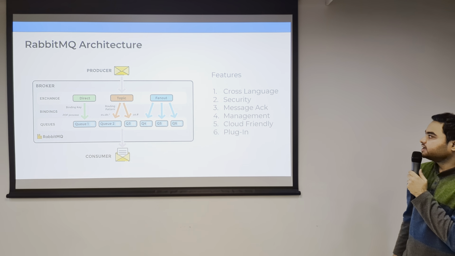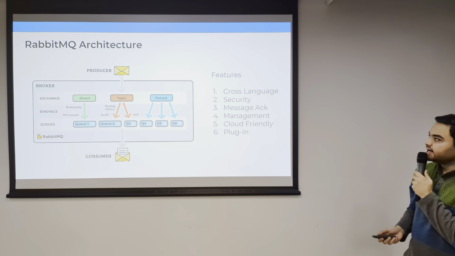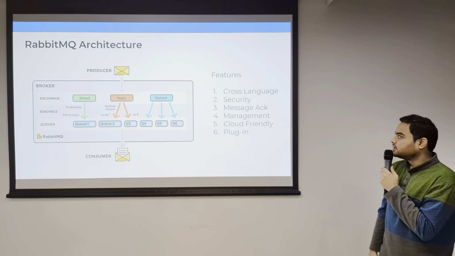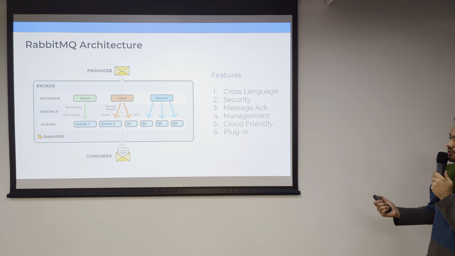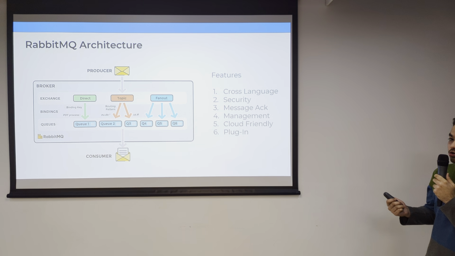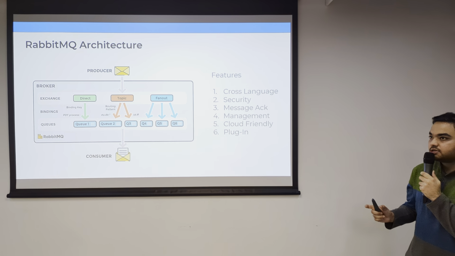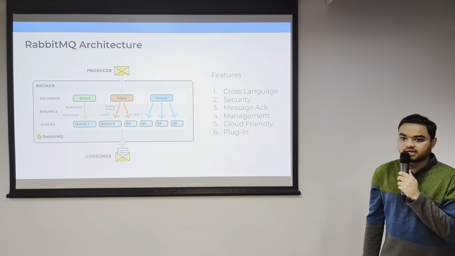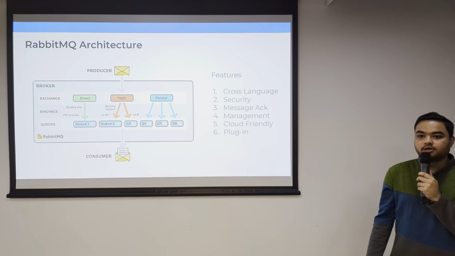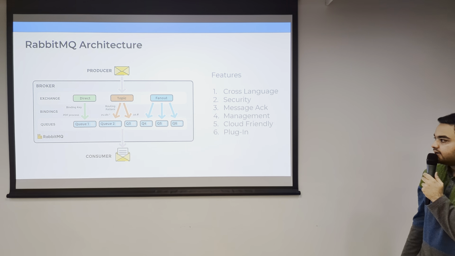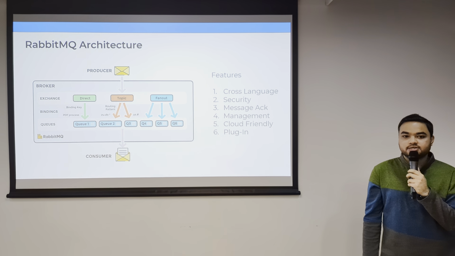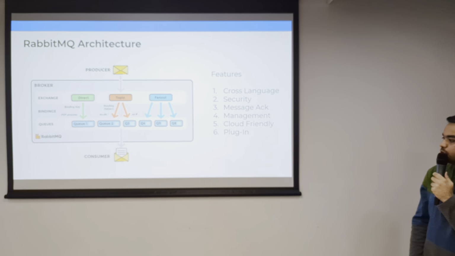Now, features of RabbitMQ are that it is cross-language. You can write your producer in one language and consume with a different language. It is very secure, and it does message acknowledgement. You can define certain message acknowledgement rules in your messages. Then you have a good management console. There is a browser console also. Then there is extensive CLI support for you. RabbitMQ is also cloud friendly. You can have Docker image instances, and you can use it with Kubernetes and all. Then you have built-in plugins, built by the open source community.